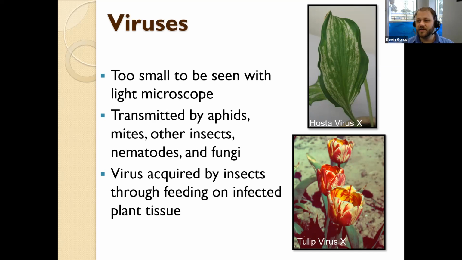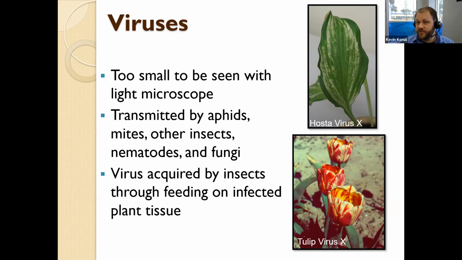So especially really sturdy viruses like tobacco mosaic virus can be moved from plant to plant by humans, by touch, by our pruning materials, things like that, that can survive long enough to where you cut a plant that's infected, you cut another plant that's not infected, but now it is because it survived on those pruning shears.